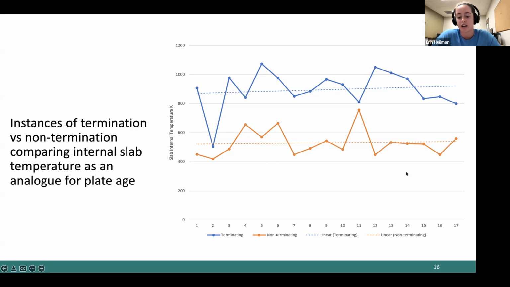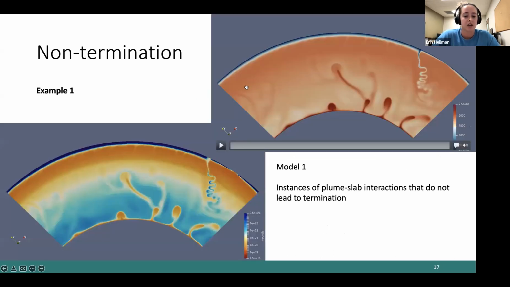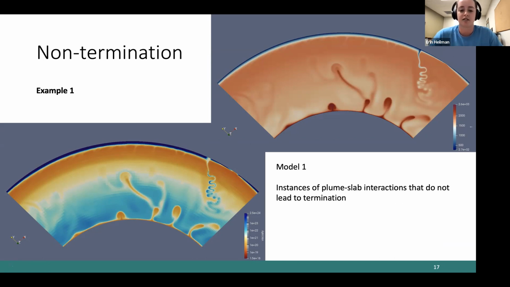In terms of non-terminating cases, we're going to take a look at some of those. There is proportionally a lot more of these in our models compared to these terminating cases. If I remember the numbers correctly, in the first model, 16 non-terminating interactions, and in the second model, there are 27 non-terminating interactions compared to 8 terminations in the first model and 10 terminations in the second model. So this happens more often.